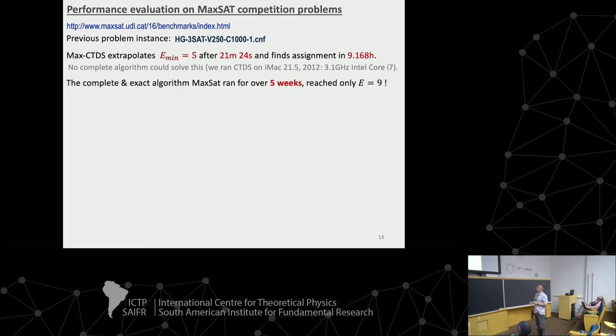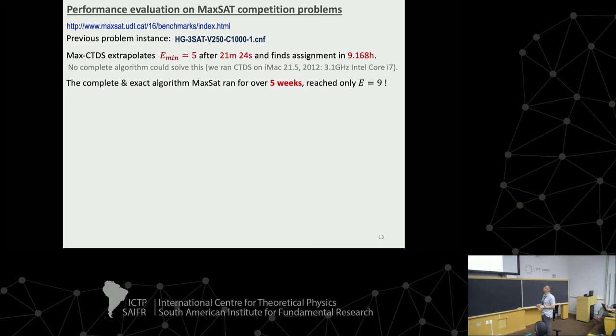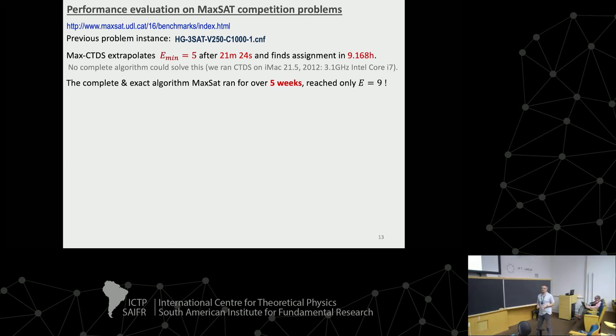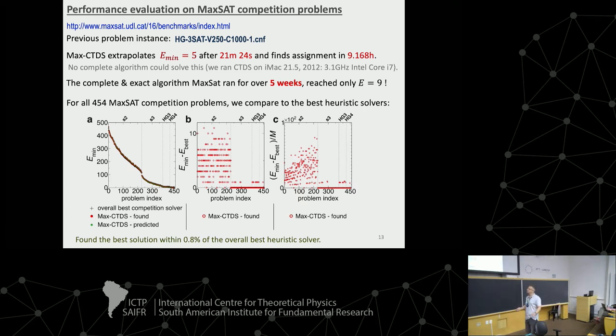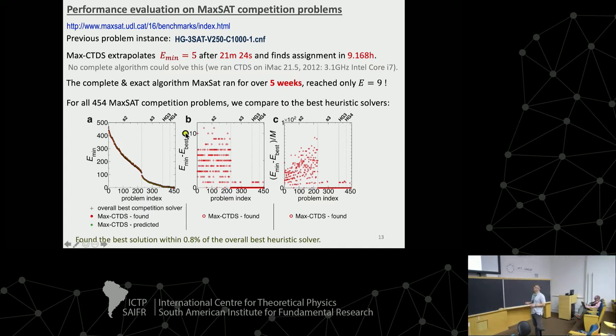When we ran a computer science discrete MaxSat algorithm, which is a complete and exact algorithm, for over 5 weeks, we only reached E equals 9. So it thinks completely differently than these discrete algorithms. And then the referees wanted us to compare this for all possible problems, for all the problems that were posted at this competition, 454 MaxSat problems.